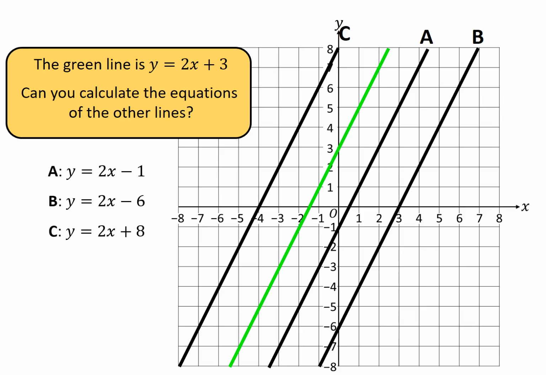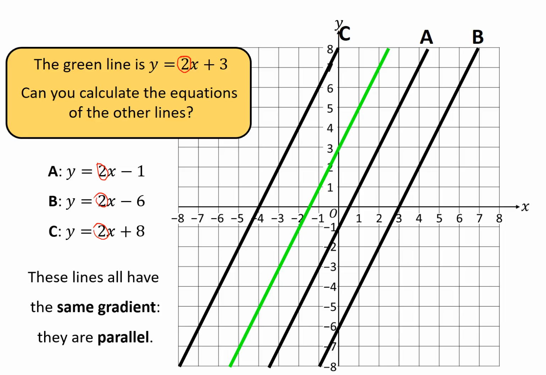So the equations that you should get are as follows. For line A, it should be y equals 2x minus 1. For line B, y equals 2x minus 6. And for line C, y equals 2x plus 8. Now what you should notice is that all of those lines have the same gradient, all the black lines and the green line as well. The reason why the gradients are the same is because those lines are parallel. This is the fact that you need to remember, that parallel lines will have the same gradient.